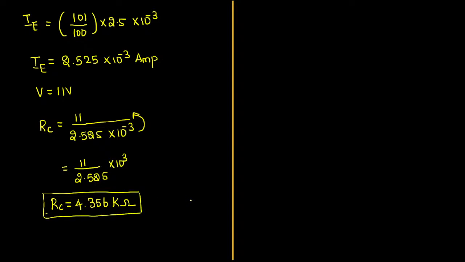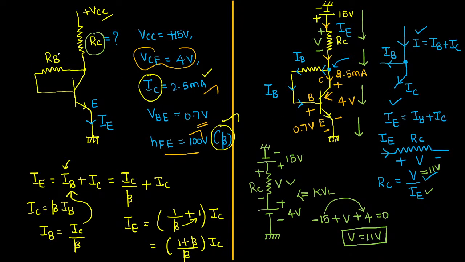Suppose in the same question, you are requested to calculate the value of base resistance RB, how will you calculate? Do you know they have given one more resistor also? Have you observed or not? See there. This is called base resistance. How will you calculate the base resistance?